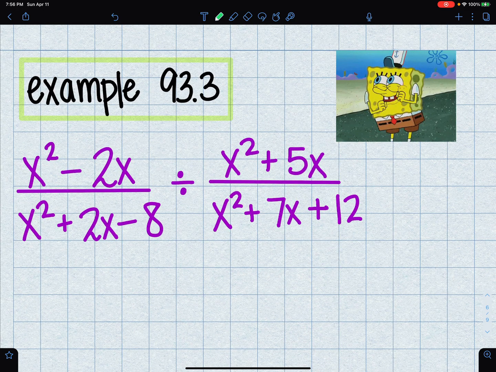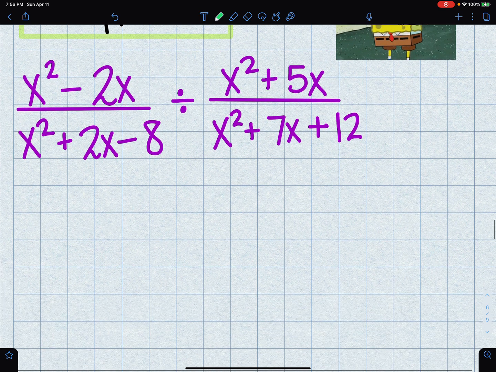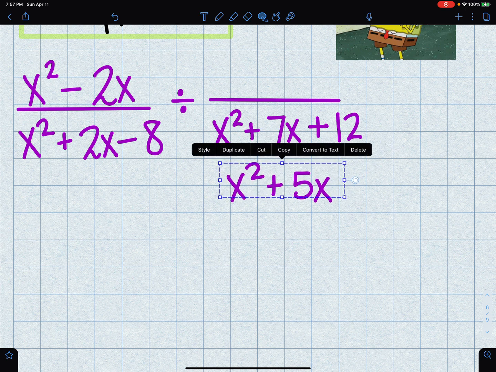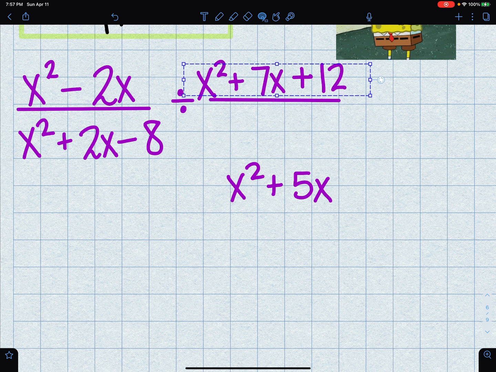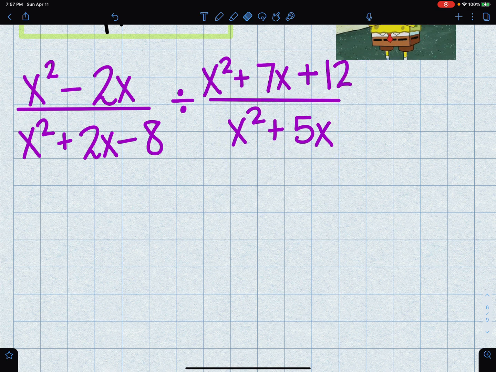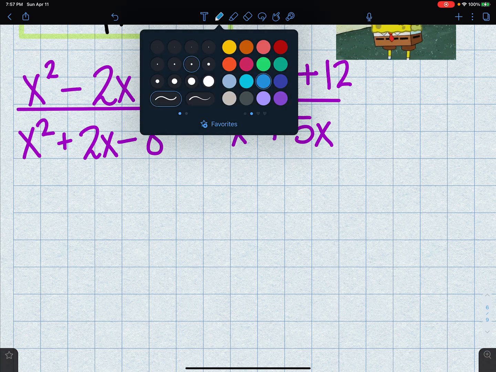I know you're super excited, just like SpongeBob right there. Okay, so notice first of all, it's a division sign. So what we need to do is change that to a multiplication sign and flip the numerator and the denominator. So I'm just going to do that straight ahead. X squared plus 5, I'm going to grab that and put it underneath. I'm going to grab this and put it for the numerator. Okay, see what I'm doing here? And then I have to change that to a multiplication. And now it's just the same thing that we were doing before. So once again, it's easy peasy.